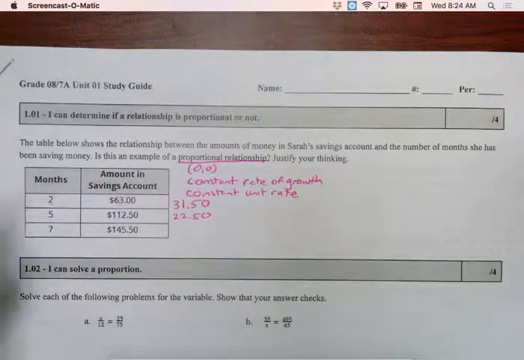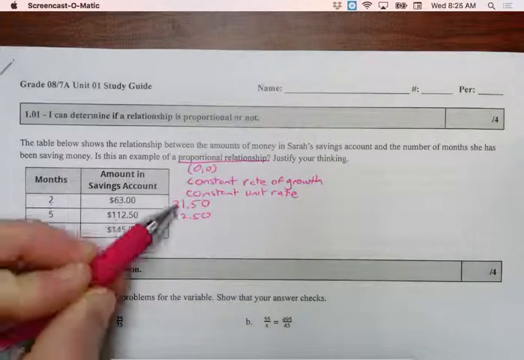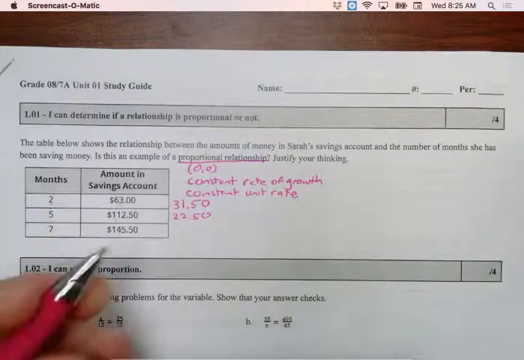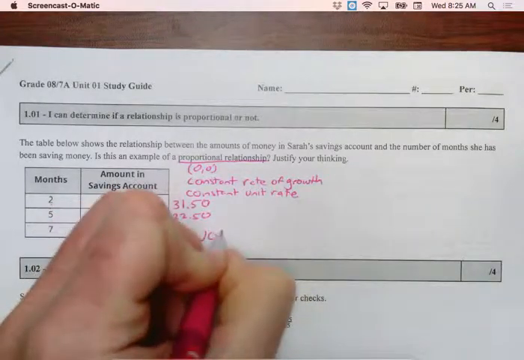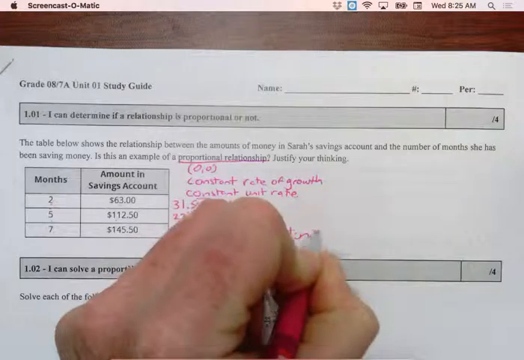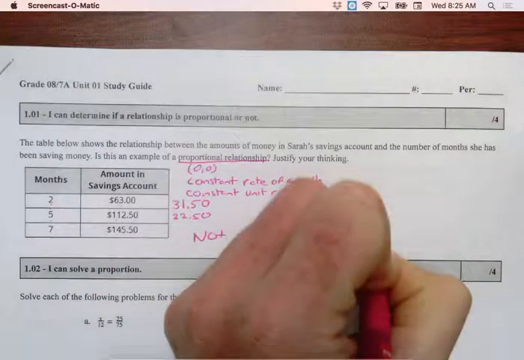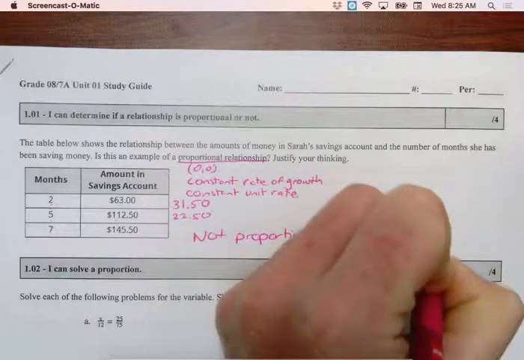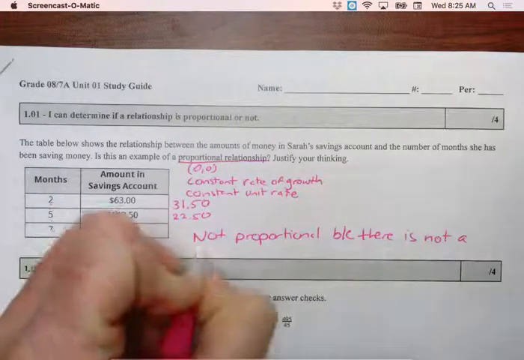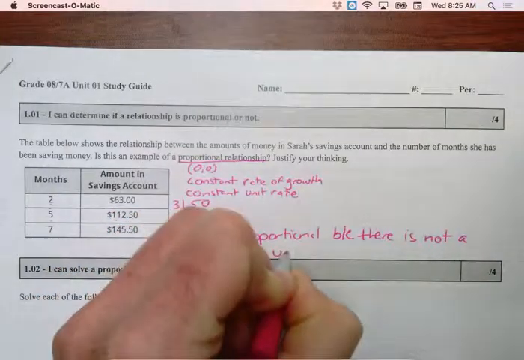Right off the bat, I see I have a different unit rate. Okay. Amount of money per month, amount of money per month. These are not consistent, so this is not proportional. Because there is not a consistent unit rate.